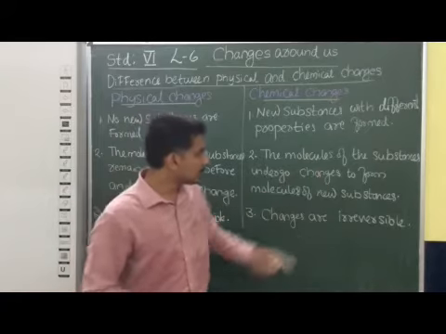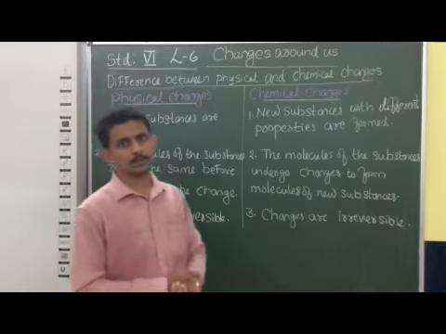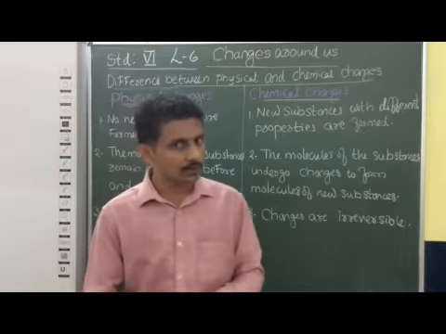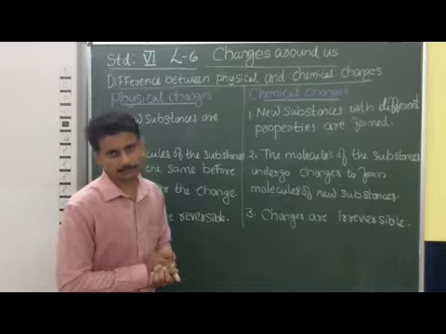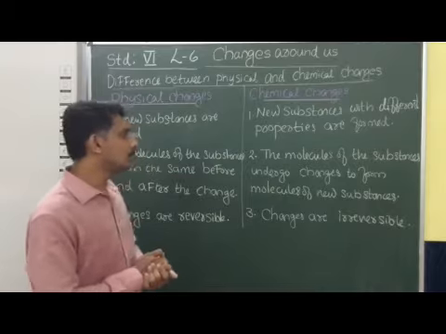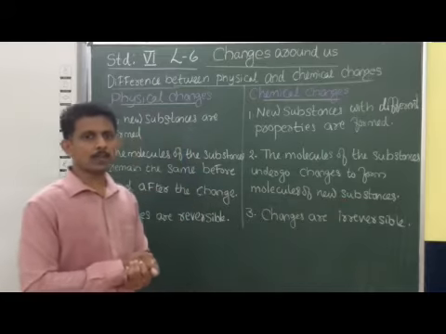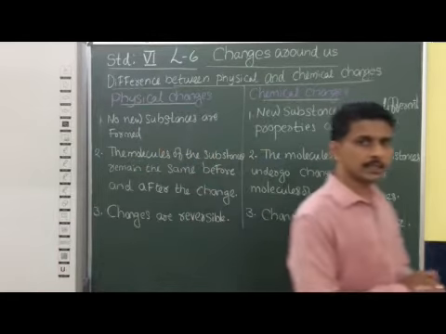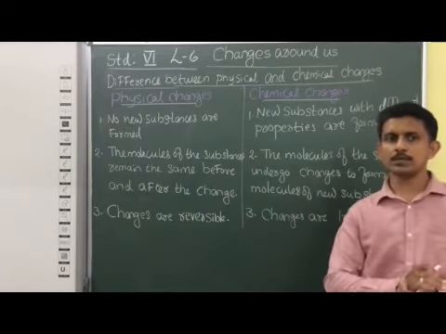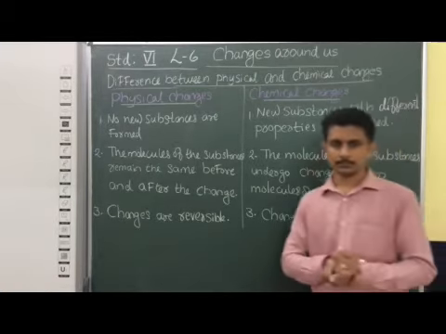Now, the second point is that the molecules of a substance undergo changes to form molecules of a new substance. In this case, ash is formed. The molecules of that ash have entirely different properties from the molecules of paper. So in chemical changes, the molecules of a substance undergo changes to form entirely new molecules. These types of changes are considered irreversible, because once the paper is changed to ash, we cannot get the paper back. So these types of changes are irreversible changes.